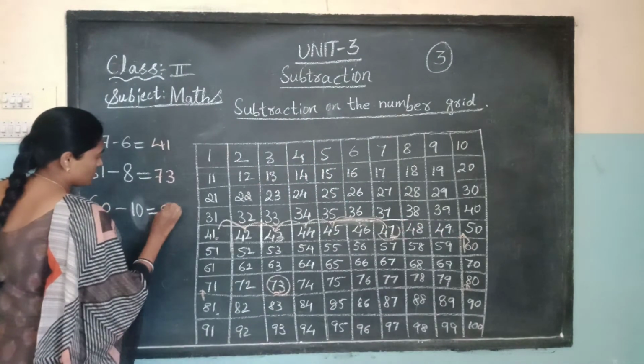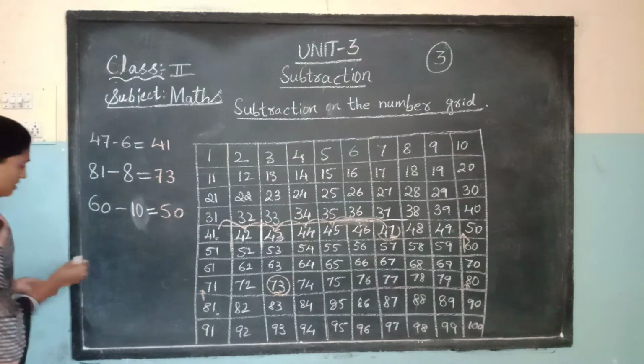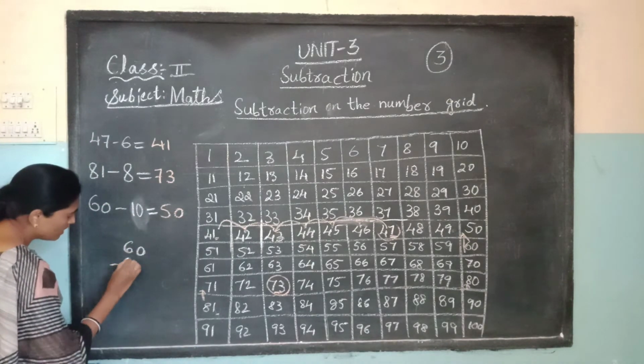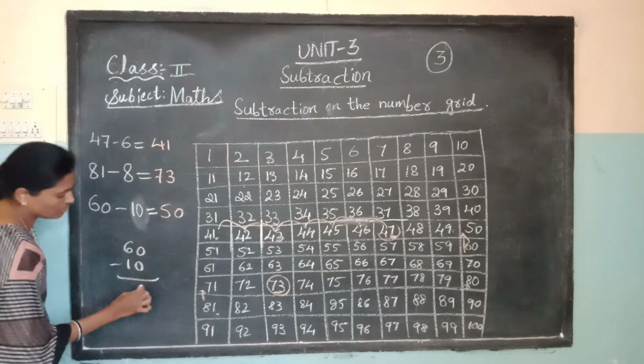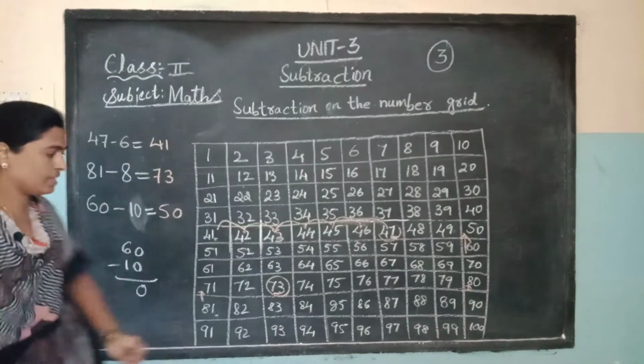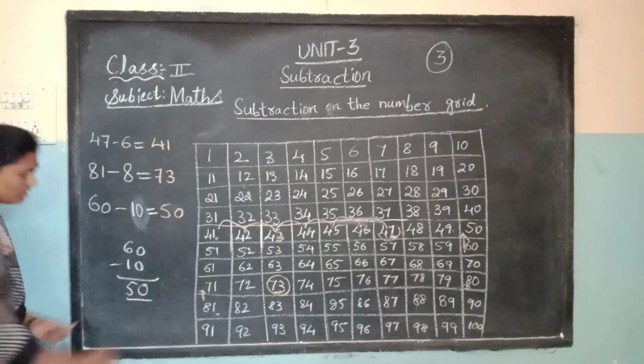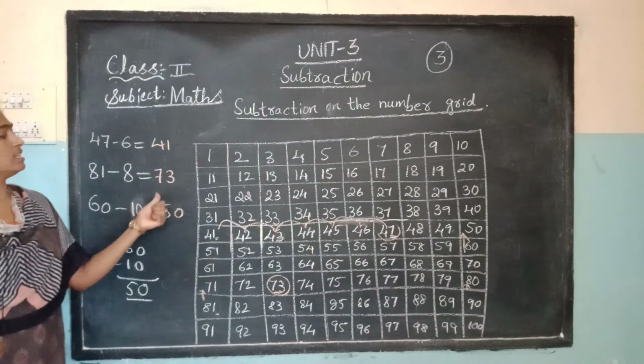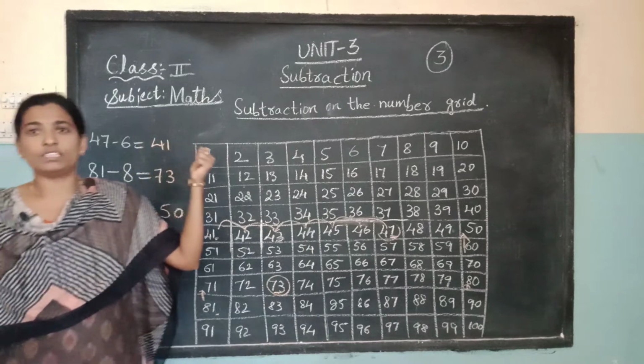Yes. 50. Now check this answer. 60 minus 10. 0 minus 0, 0 only. 6 in the mind, 1 on your finger. 6, before it 5. You got the answer 50. Yes. By using this number grid only, now we will go for the exercise.